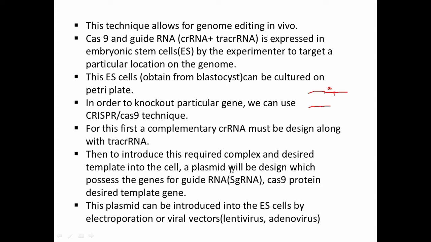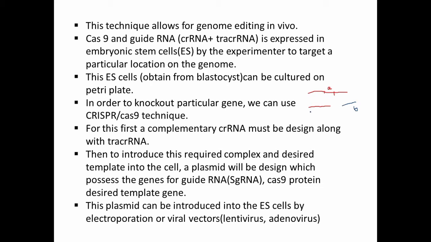That plasmid will contain the gene for the guide RNA. This guide RNA has complementarity with this gene A. Along with this, that plasmid will contain the gene for the Cas9 protein, and also the gene for the desired template. So, for example, I want to insert the gene B instead of this gene A.